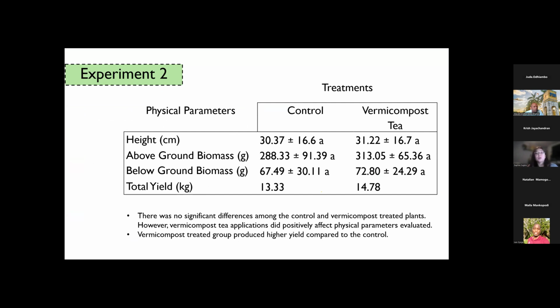However, we did observe a positive effect on plant height, biomass production, and also total yield. In fact, vermicompost tea treated plants actually produced the largest plants within this entire experiment, including the treatments that I chose to omit for this presentation. The vermicompost tea treated plant group also produced the most basil in general. They produced 1.4 kilograms more basil than the control group.